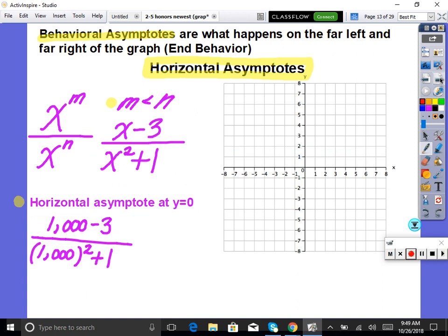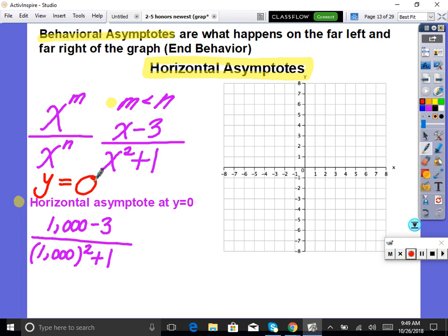Okay, now what if we have x minus 3 over x squared plus 1? Isn't the degree on top smaller than the degree on bottom? Can anyone remember, y equals what is our horizontal asymptote? It's 0. Now let's try to make sense of why this will always be 0. I've plugged in 1,000 again, just to see at the very end of our graph, where would it approach? 1,000 minus 3. Once again, the minus 3 is not going to really matter much when we're that big. Then on bottom, I have 1,000 squared, 1,000 times 1,000, way, way larger than 1,000.